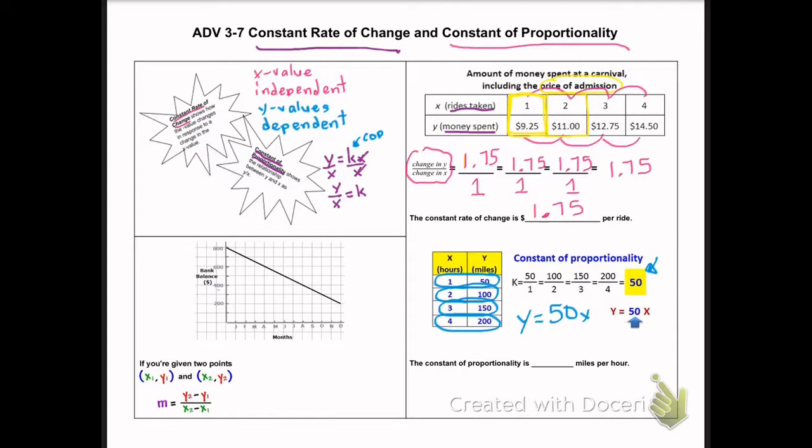So if we graphed that, it would go through 0, 0, because at 0 hours you would go through 0 miles. And if you were to come back up to this one, you can see that it would not go through 0, 0, because before you ever get on a single ride, at 0 rides, you're still going to have that price of admission. So it does have a constant rate of change. It would create a straight line, but it wouldn't go through 0, 0. Whereas in the case of this relationship, it would go through 0, 0, and it's therefore proportional, and the constant of proportionality is 50 miles per hour.